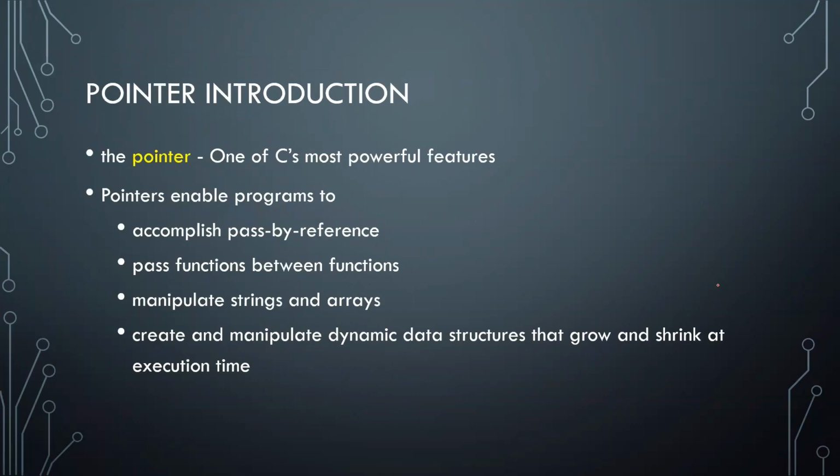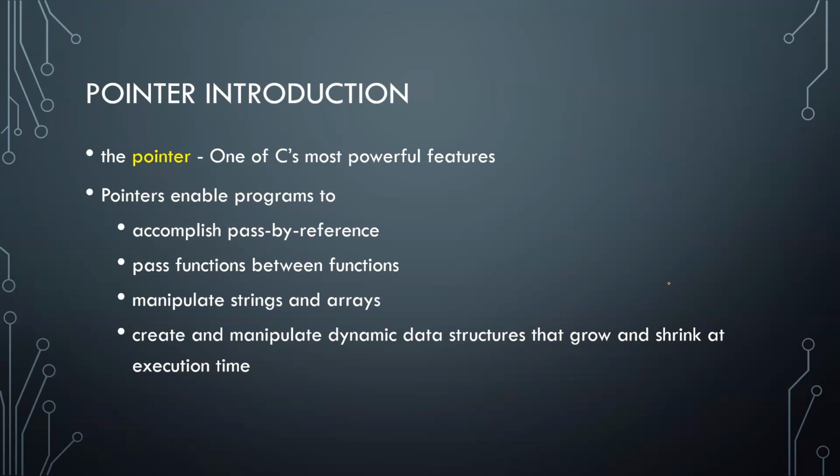So, pointer introduction. The pointer is one of the most powerful features that C has. A pointer is going to allow a program to do the pass by reference that we spoke about last lecture in the arrays for any type of data or data structure. It's going to allow you to pass functions between functions. It's going to allow you to manipulate strings and arrays, which we're going to look at in the next lecture.